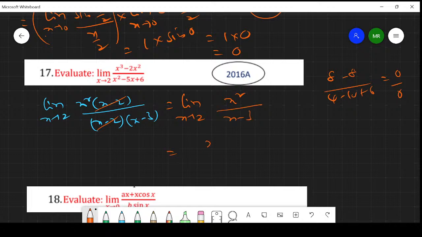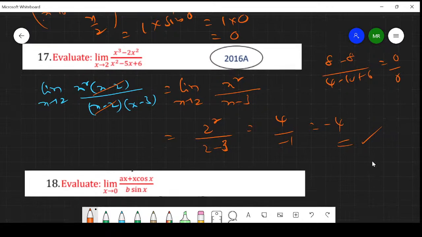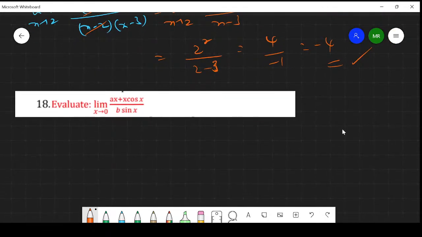Now substitute the limit: 2 square by 2 minus 3. I have taken x square common here, x minus 2 cancels, and x minus 3 remains. Substitute the limit and it will be 4 by minus 1. The answer is minus 4. I hope you understood this.